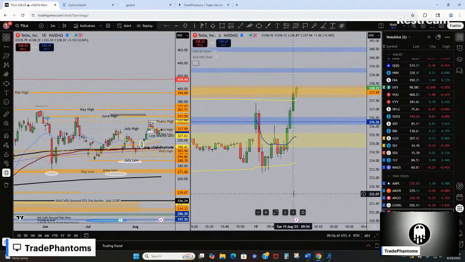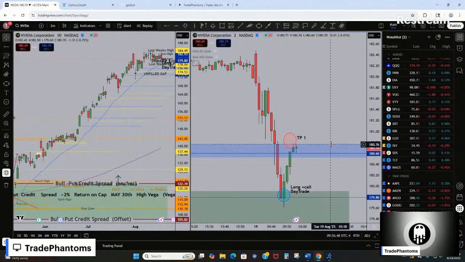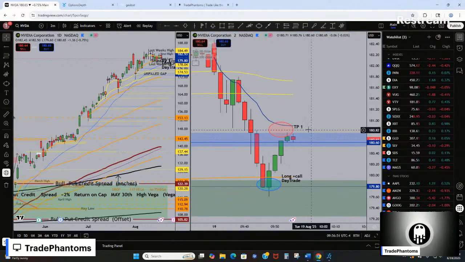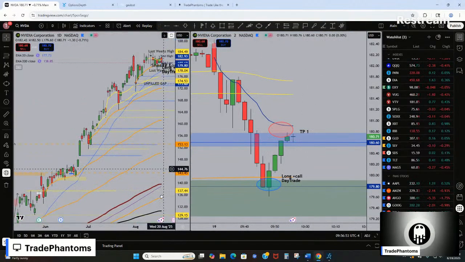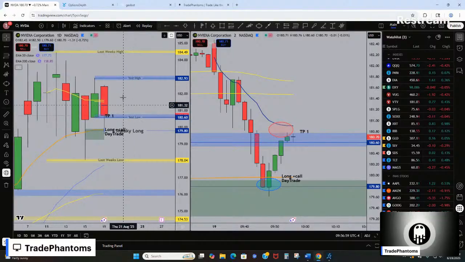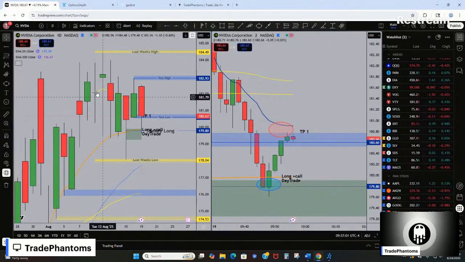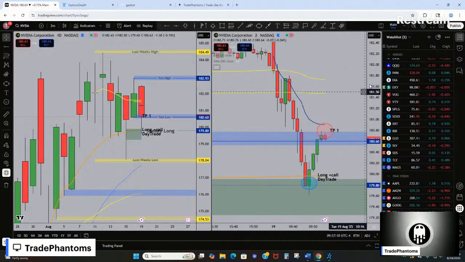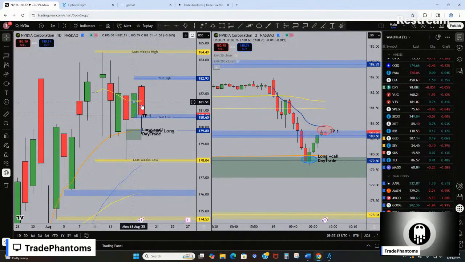Great question, Aiden. What's the target on the NVIDIA? So we already hit kind of a target one here, right? So reduce some. I know Aiden knows this, he's a member as well. But if I go to the weekly, it's been kind of choppy here, right? So we just got to mean revert to VWAP for the day. And if I look at last week's VWAP, this is a weekly VWAP from last week.